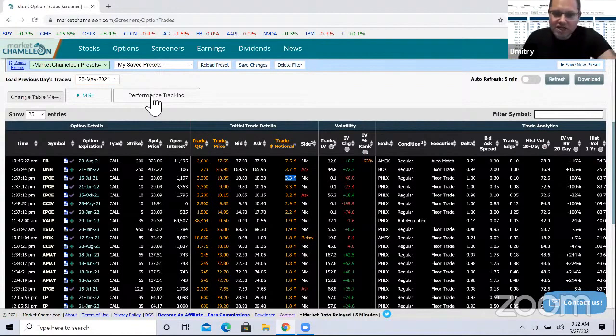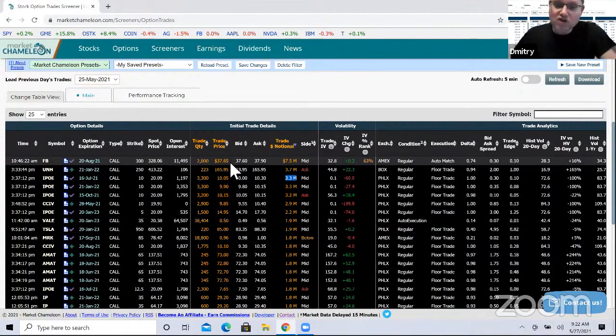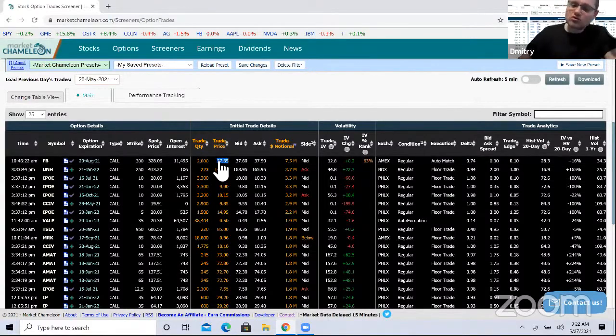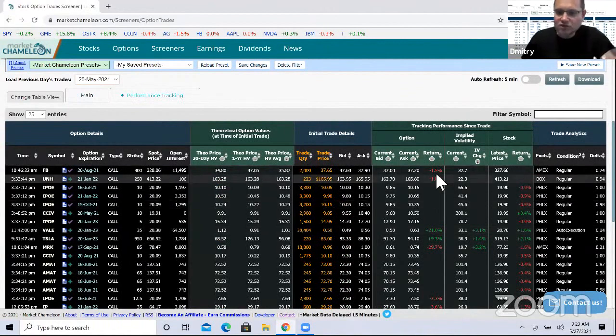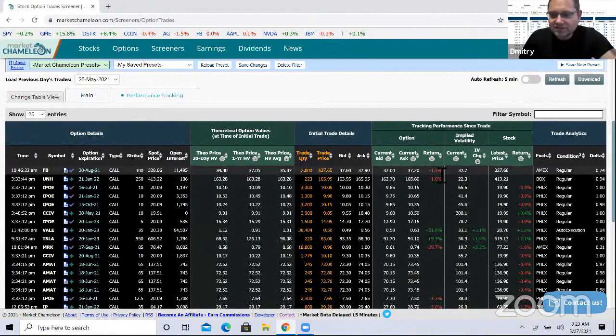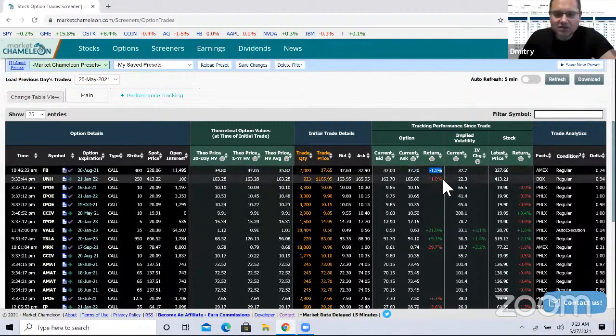So I'm going to go to the performance tracker. And remember, this is tracking it from the original trade to the most recent market. Okay, so this traded May 25th. This is going to compare it to the end of day May 26th. Performance tracker. So here we see that this option is down 1.5%. Right, so you can see that it traded 37.65, but the market is 37.20, down 1.5%.